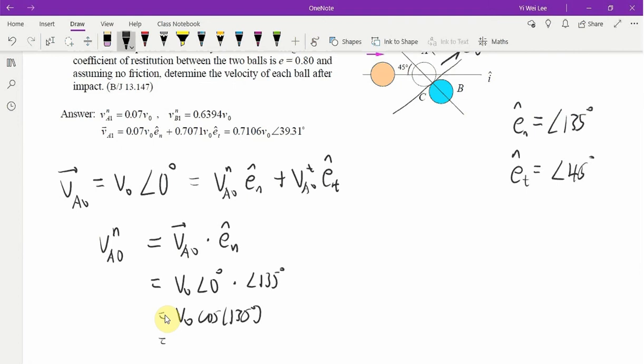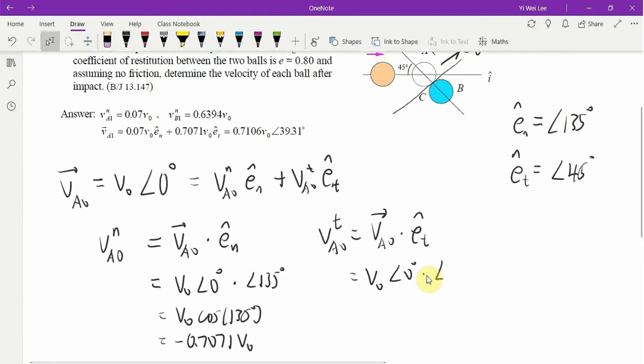Sorry, it's equal to 0.7071. So we can just put this as negative 0.7071 V naught. And we also need to find out VA naught T, right? So how do you find this? As I said before, the component of the velocity before collision that is parallel to the collision plane is equal to the velocity prior to collision dot product with the unit vector which is parallel to the collision plane. This one you get V naught at 0 degrees dot product with Et, and Et is actually 45 degrees as established here.